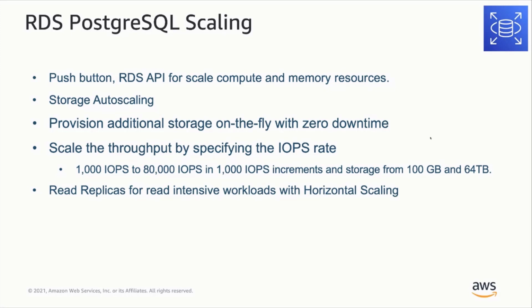You can modify provisioned IOPS for RDS instances and scale up to 80,000 IOPS in 1K IOPS increments, and storage capacity up to 64 terabytes. And you can add up to 5 read replicas for scaling out read-intensive workloads for horizontal scaling.